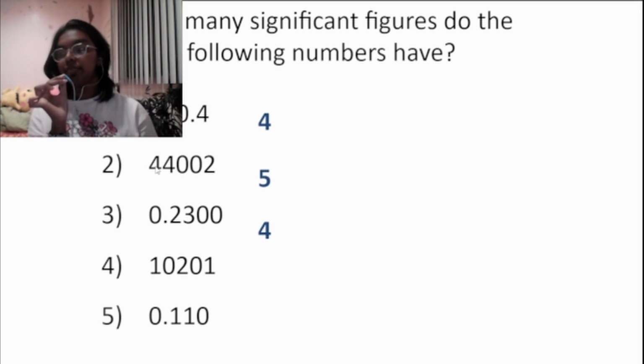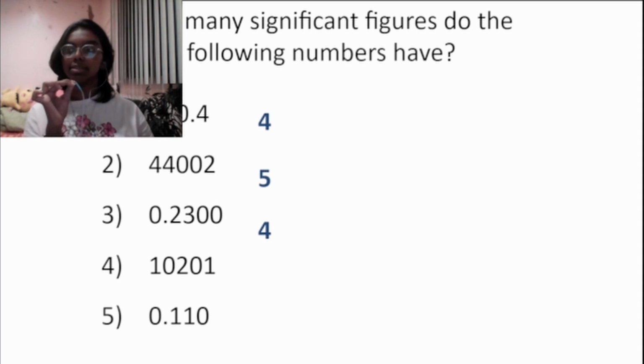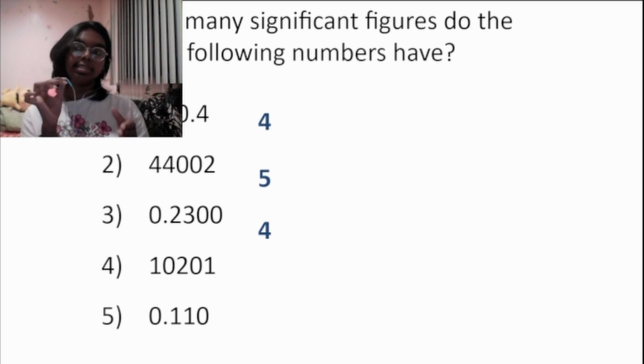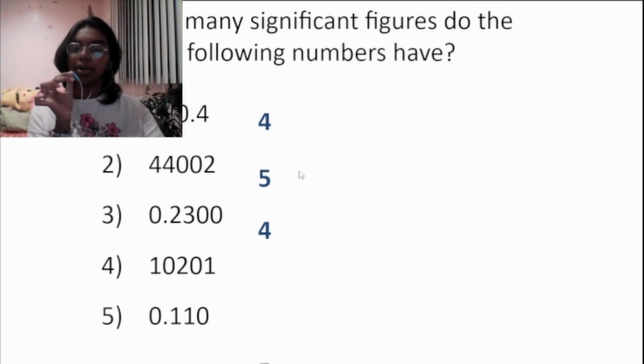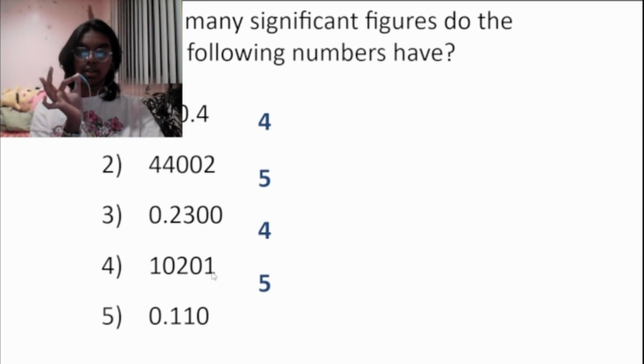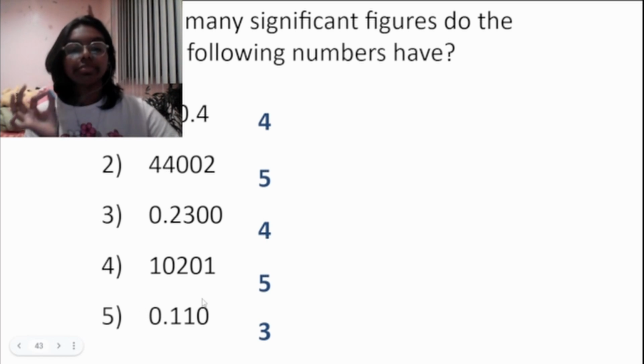Number 3, 4. I'm not going to go through the whole Atlantic Pacific thing. There is a decimal place present, so you start on the left. You skip the zeros to the first non-zero digit. 1, 2, 3, 4. Number 4, 5. No decimal place. Start on the right. First digit, that's non-zero. 1, 2, 3, 4, 5. And number 5, 3. Decimal place is present, so you start here. Skip to the first non-zero. 1, 2, 3.